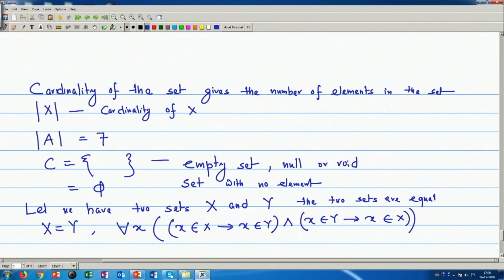So, what is the meaning? That means if all elements of set x and all elements of set y are the same, then the two sets are equal. In propositional logic, we can write x equals y if for all x, x belongs to x implies x belongs to y, and x belongs to y implies x belongs to x.